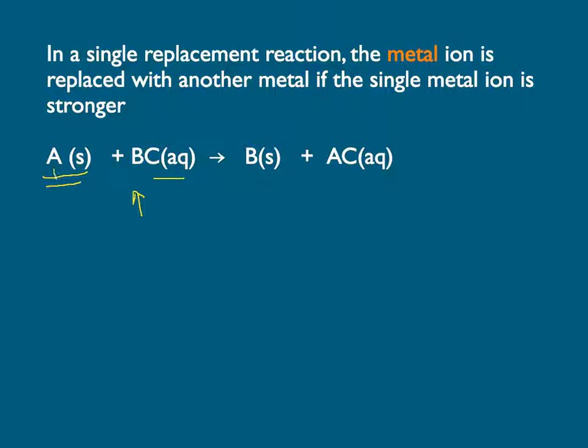So A, if it's stronger than B, will come along and push B out, and B will end up by itself over in the product side. A then takes B's spot. Remember to write A first, because you always put the metal before the nonmetal. And in this case, C's representing the nonmetal. And of course, then we would have to balance our equation.